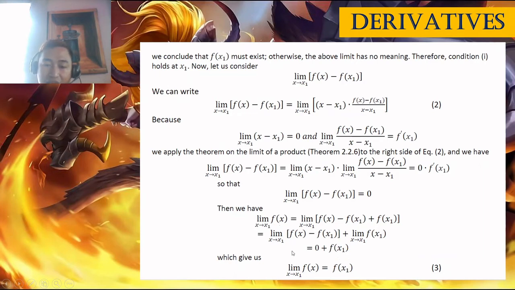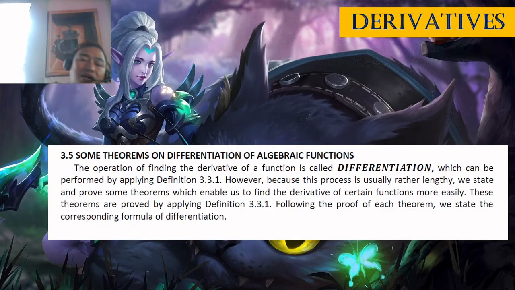So the limit of f of x as x approaches x sub 1 is equal to f of x sub 1. The limit exists, as shown above, and the two are equal. So we have now shown that f is continuous at x sub 1.